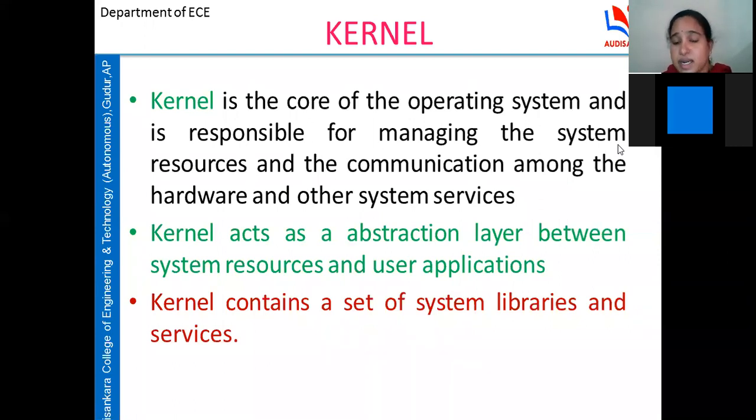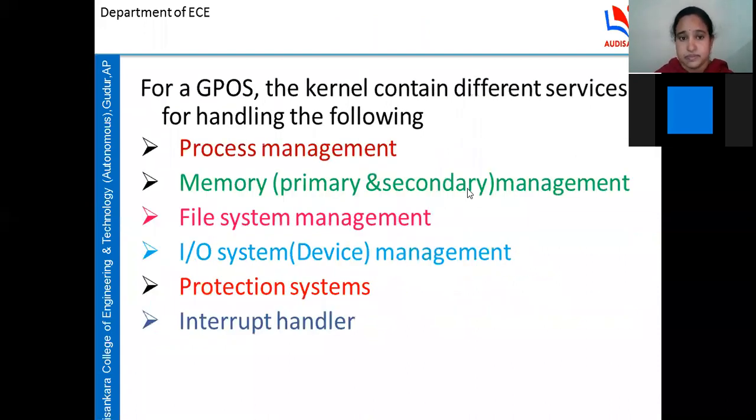This kernel also contains the system libraries and services. For a general purpose operating system, mainly there are two types of operating systems: general purpose operating system and real-time operating system. Every operating system has its own kernel, which is responsible for allocation of the resources and managing all the tasks performed by that particular operating system.